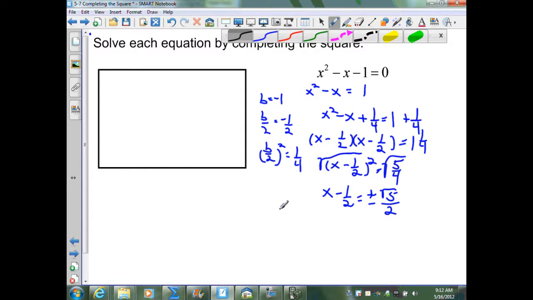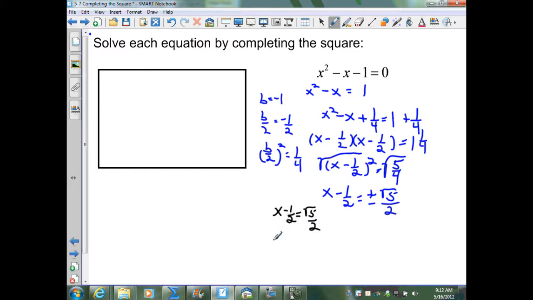Here I'm going to have x minus 1/2 equals a positive square root of 5 over 2. I'm going to add 1/2 to both sides. I get x equal to a positive 1/2 plus the square root of 5 over 2. Since they are a common denominator, I could write that as 1 plus the square root of 5 all over 2, but this works just fine.